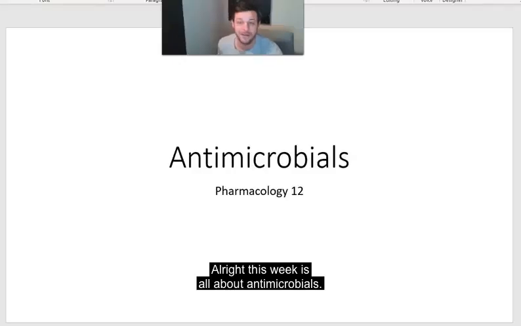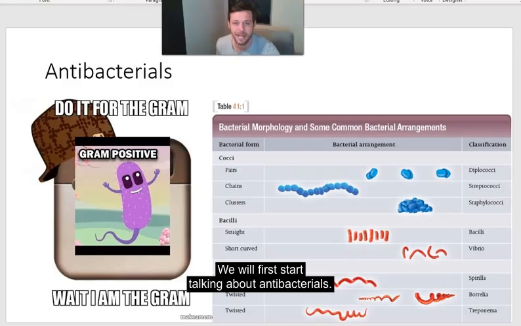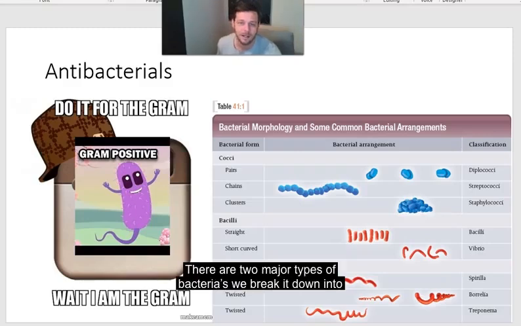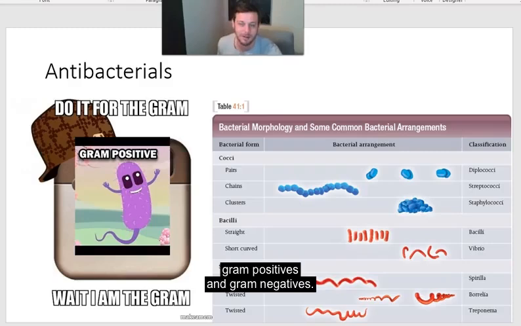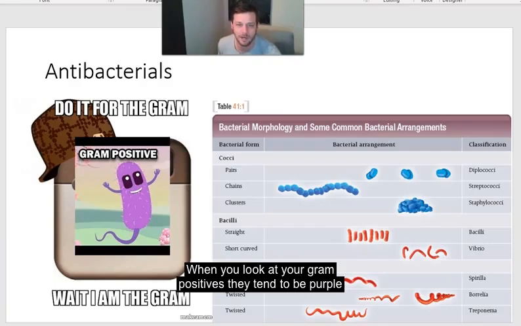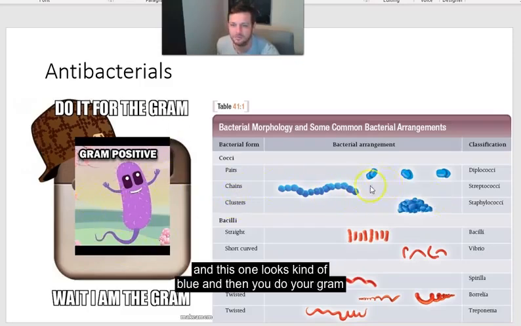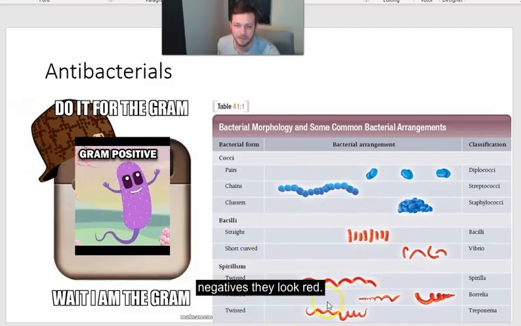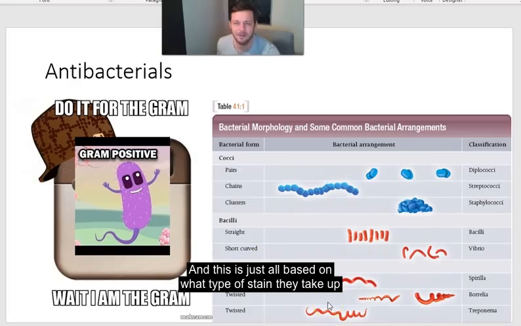Alright, this week's all about antimicrobials. We'll first start talking about antibacterials. There are two major types of bacteria. We break them down into gram-positives and gram-negatives. When you look at your gram-positives, they tend to be purple, and this one looks kind of blue. And then you do gram-negatives, they look red. And this is just all based on what type of stain they take up.